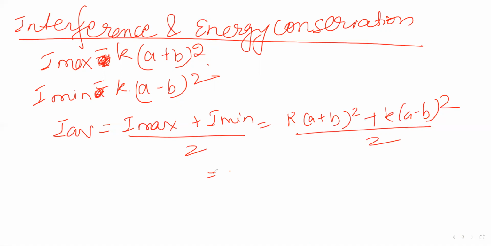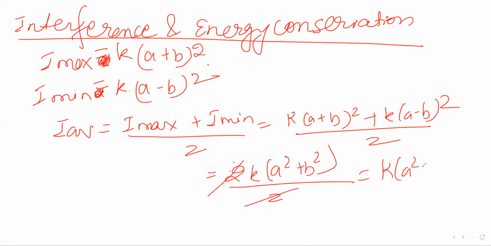This will become what? How much? Twice of k times (a square plus b square) by 2. The 2 gets cancelled. This is equal to k(a square plus b square). So the intensity of light is simply being redistributed. Energy is being transferred from the regions of destructive interference to the regions of constructive interference. It is totally redistributed. And this principle of energy conservation is obeyed for the process of interference of light.